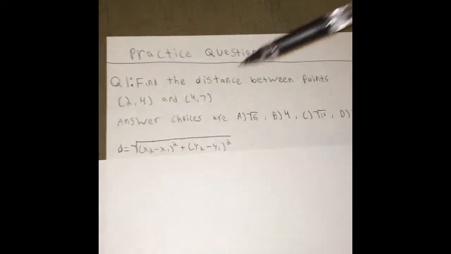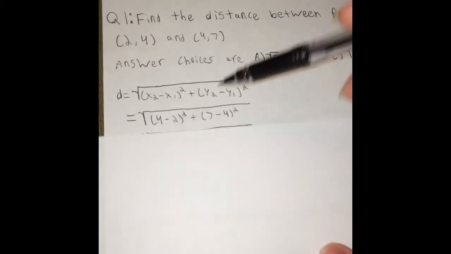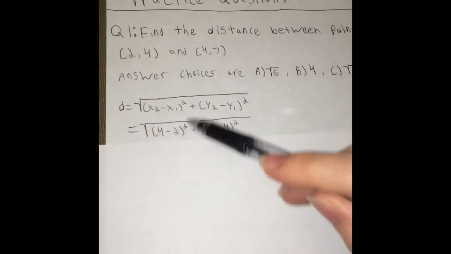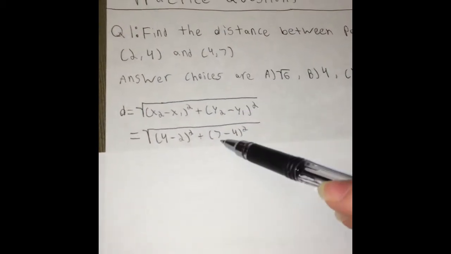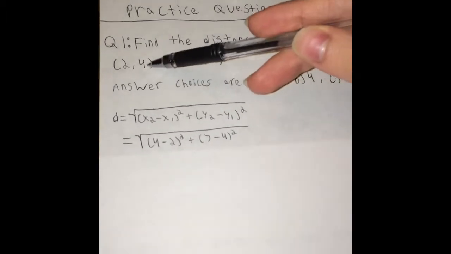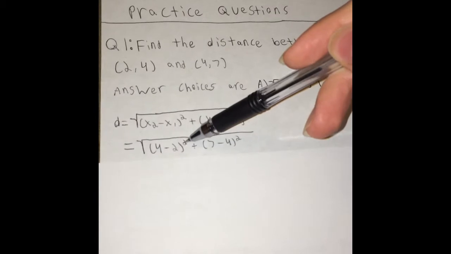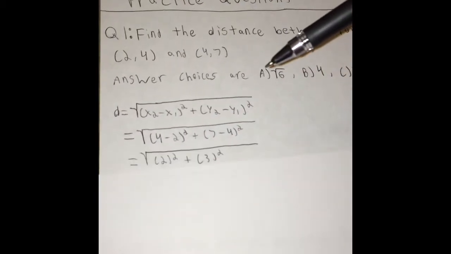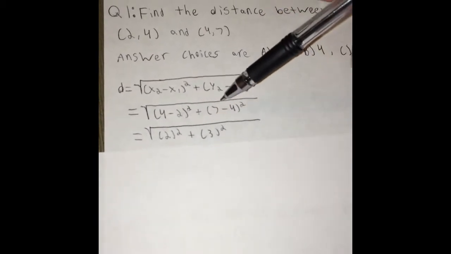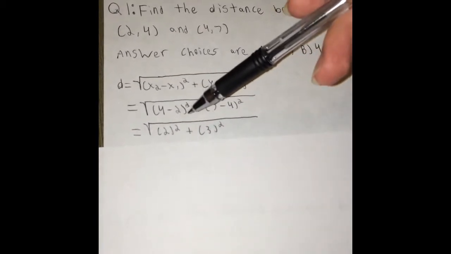Okay, so to start off, you would write the distance formula, and you would plug in 4 for x sub 2, 2 for x sub 1, 7 for y sub 2, and 4 for y sub 1. Then you would square those, and you would do 4 minus 2 for 2, 7 minus 4 for 3, and you'd square both of those, and you get 4 plus 9. Then all you have to do is add that, and you get the square root of 13, which would be answer C.